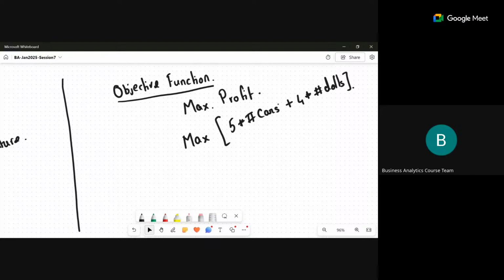Everyone with me so far? My objective is to maximize profit. I get a profit of ₹5 for every car that I sell. So ₹5 into the number of cars that I sell and ₹4 into number of dolls that I sell.